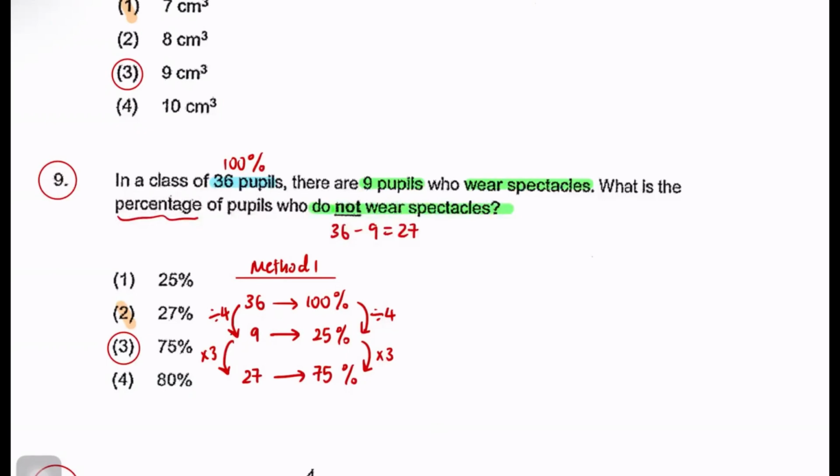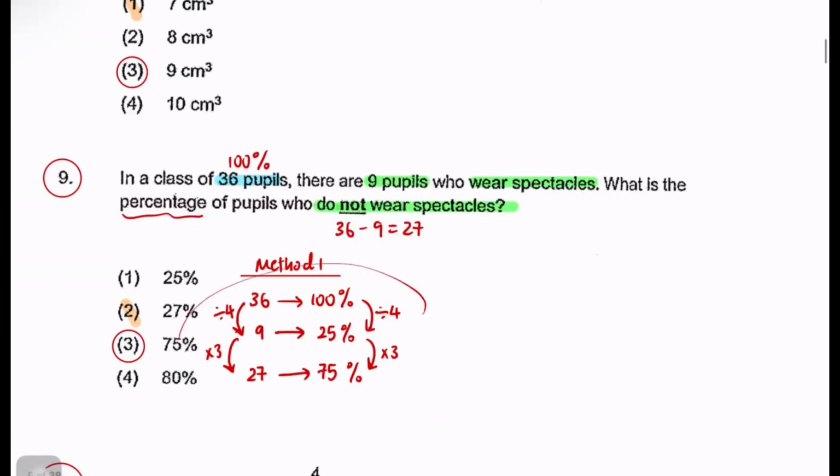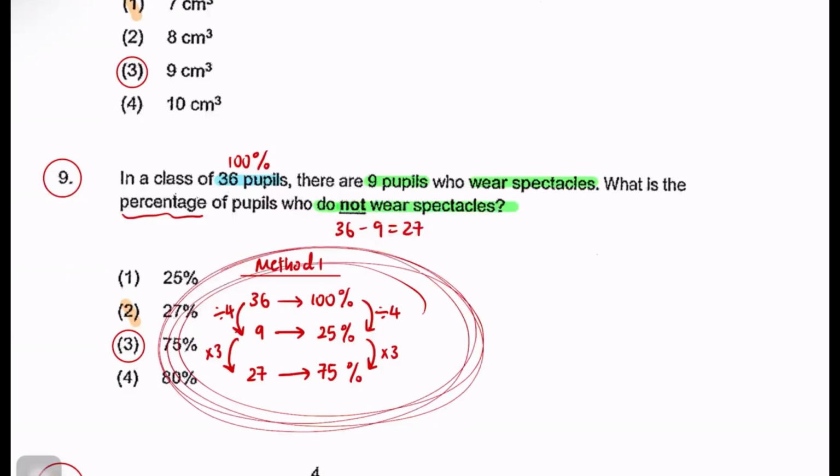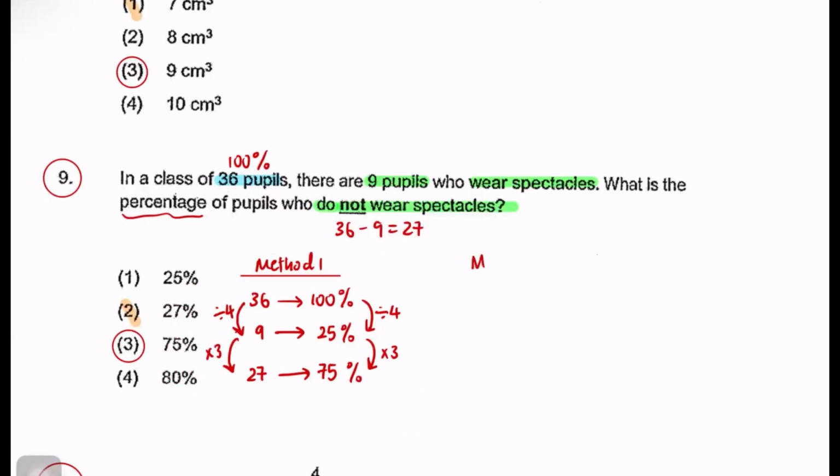I can condense all these steps in method 1 into method 2, my one-step method. Let me show you, okay? No need to draw so many arrows. Method 2 is just one step. I compress everything into one step.